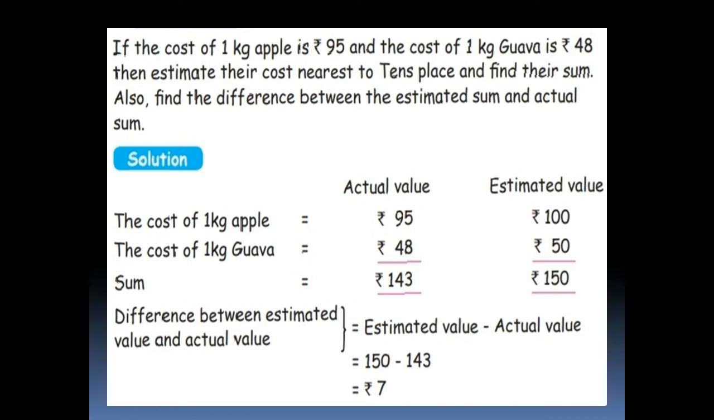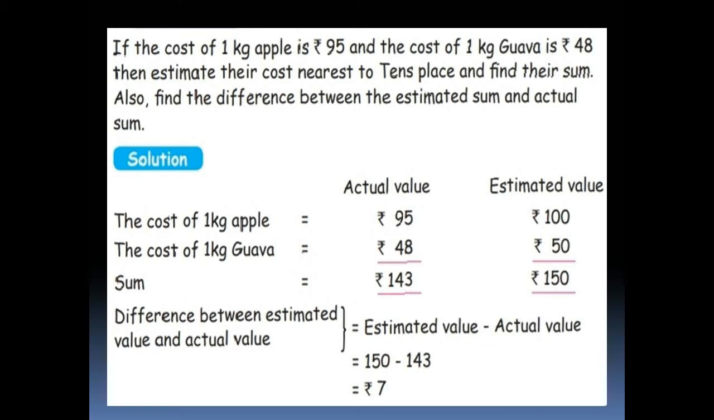The cost of 1 kg guava is 48. We have already seen the nearest tens place for 48. That is 50, and we have to write it as the estimated value. So we have to add both. 95 plus 48, we will get the answer 143. The estimated value is rupees 150.